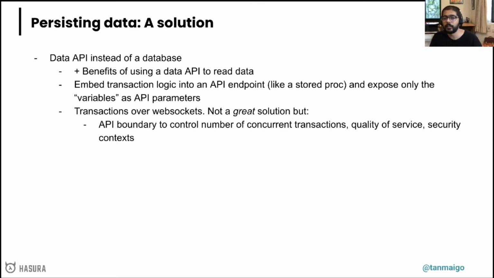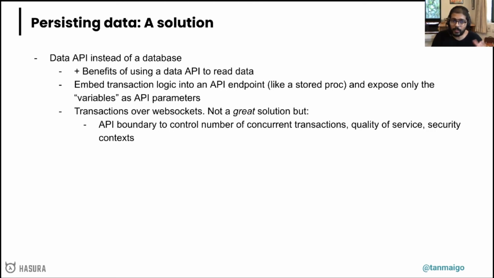WebSockets are first-class citizens of HTTP. And so again, with this data API model, you can expose transaction semantics over WebSockets, and then you have an API boundary to provide some kind of control around the number of concurrent transactions, the quality of service, who gets to run transactions and who doesn't, and also arbitrating security context, right? So it's not as terrible as running a transaction directly on a database, and there's definitely an element of control there. The con here is that you have to set it up.